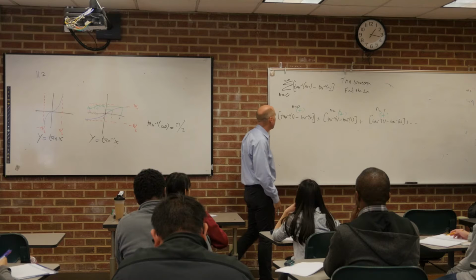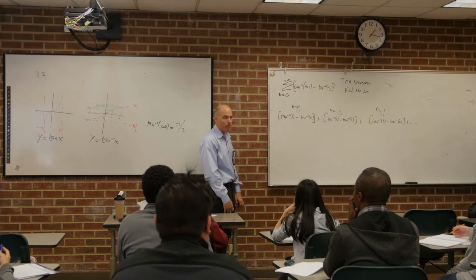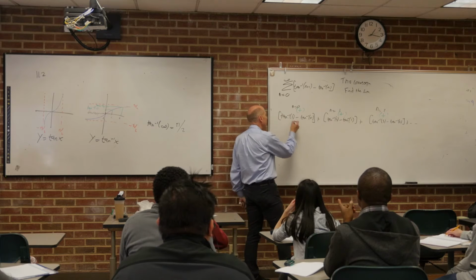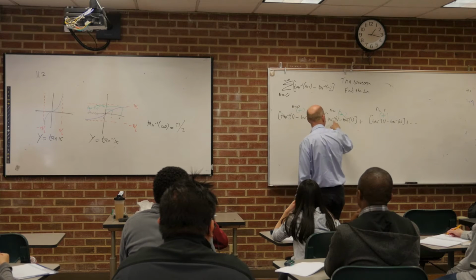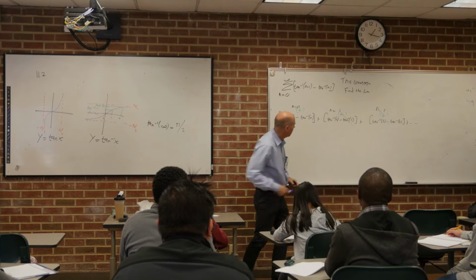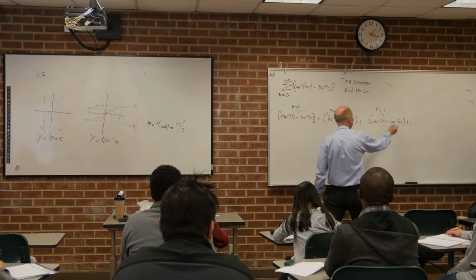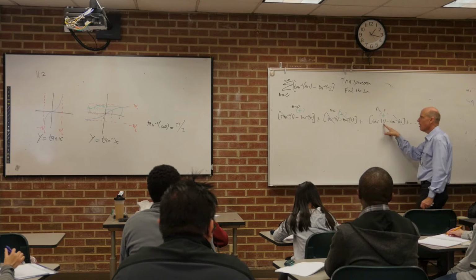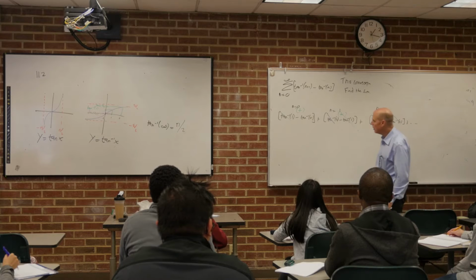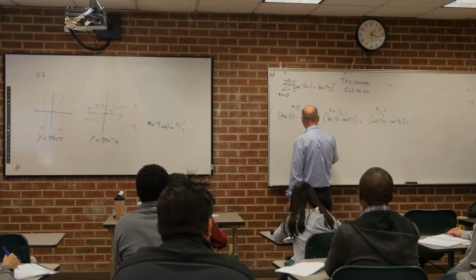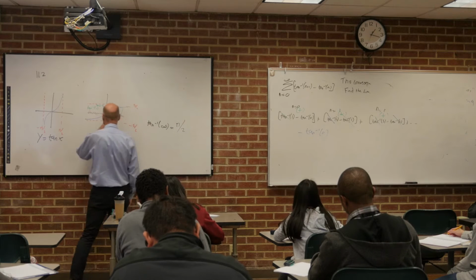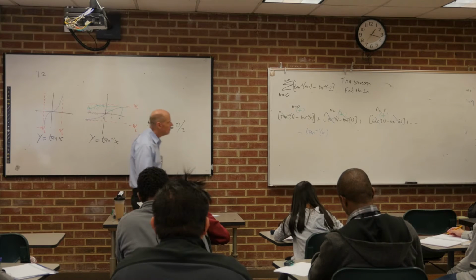Does this look like a telescoping series to you? Does the arctan 1 get canceled out? Does the arctan 2 get canceled out? Is the arctan 3 going to get canceled out? What's going to survive? Minus arctan of 0. And what's the arctangent of 0? 0.